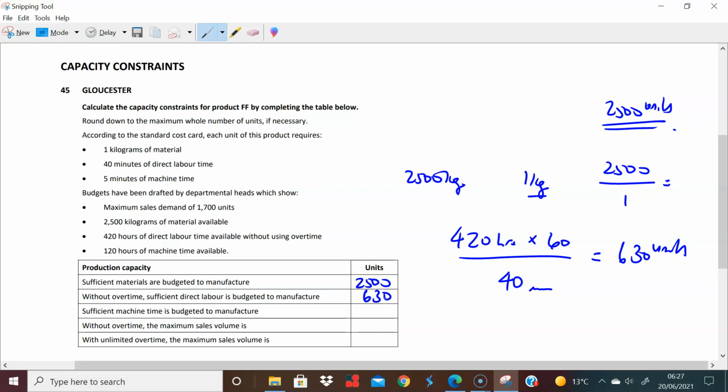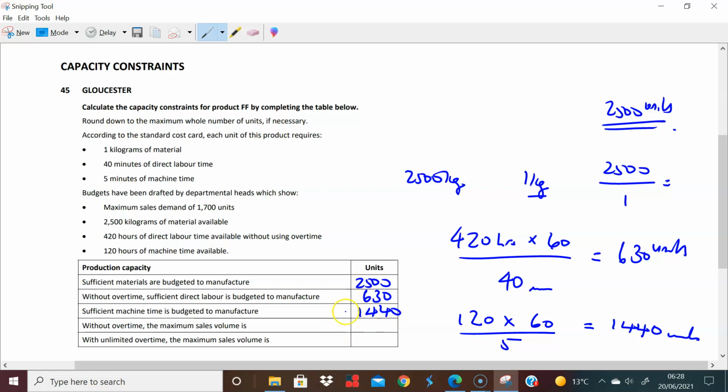630 units. Okay, great. Now we're talking about machine time. We need 5 minutes of machine time to make each unit, and you have 120 hours of machine time available. So 120 hours times 60, which is in minutes, divided by 5, because that's the total amount of minutes you have and you need 5 minutes per unit. That means you can make 1,440 units. Cool. Wow, look at that.